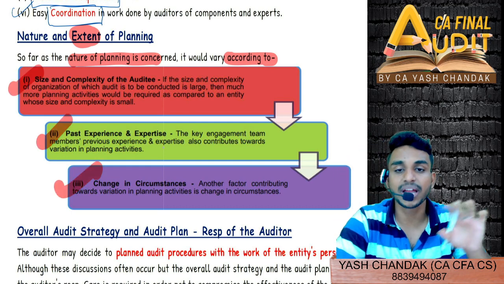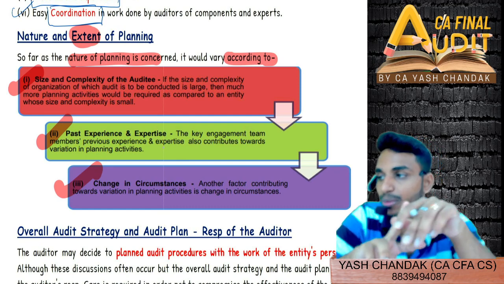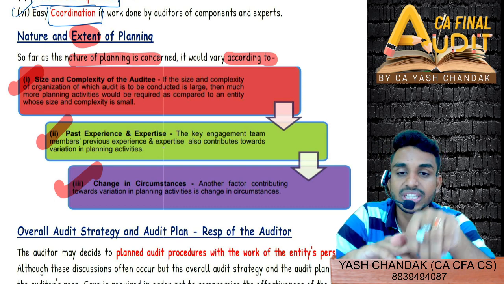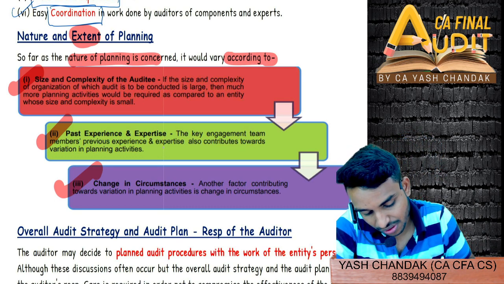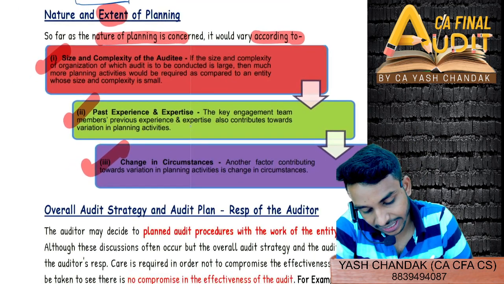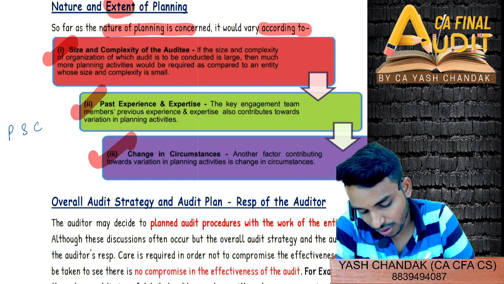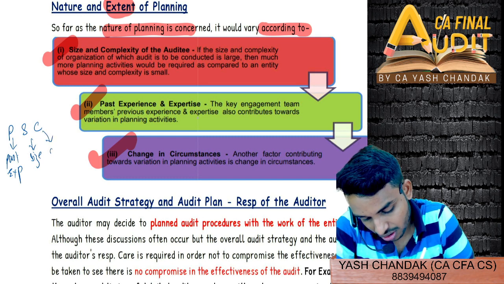So the nature of planning will depend upon what? Size and complexity of the entity, past experience and expertise, and the changes in the circumstances. So you can see PSC: P for past experience, S for size, and C for circumstances change.